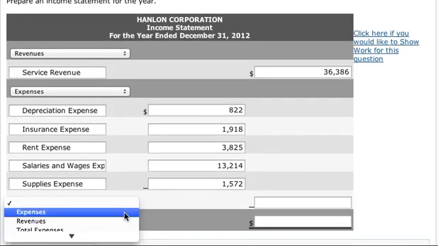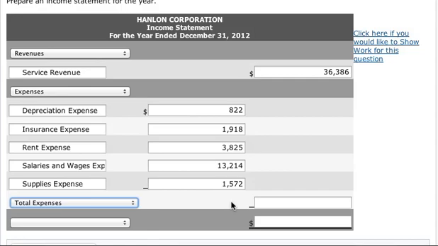And then we will put total expenses, and we will total those up. We'll use my calculator. $822 plus 1,918 plus 3,825 plus 13,214. Have to clear it, sorry. That total is 21,351.